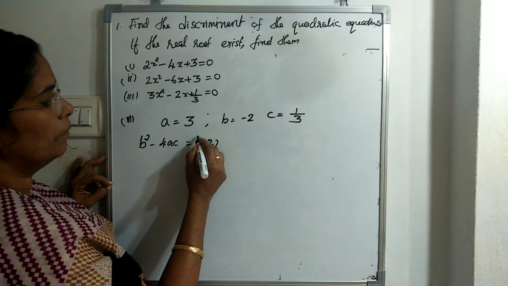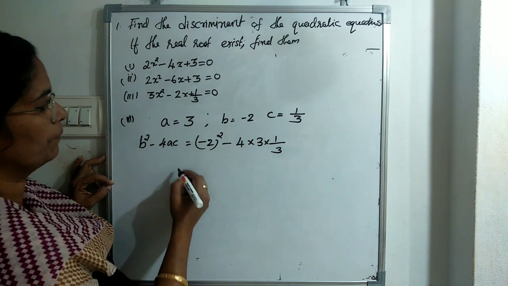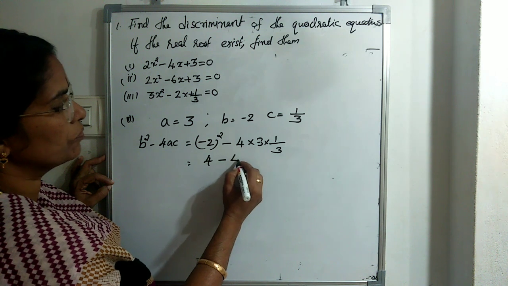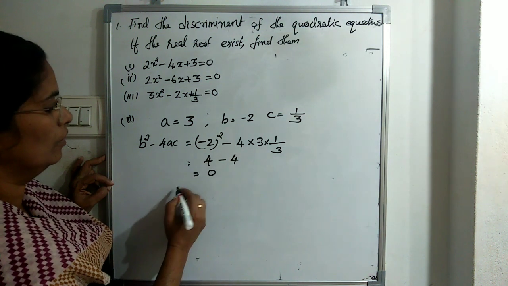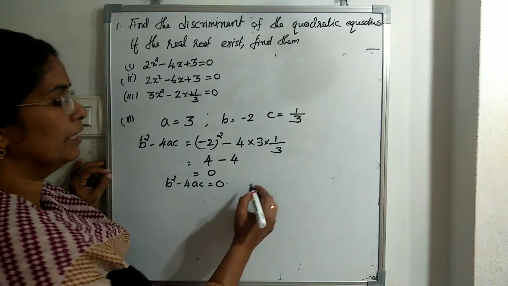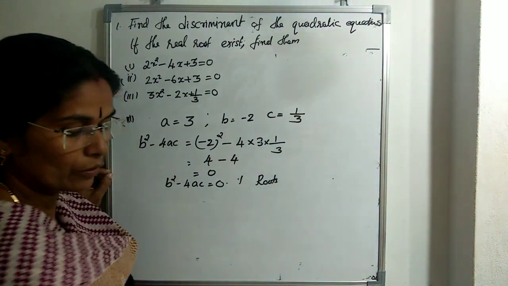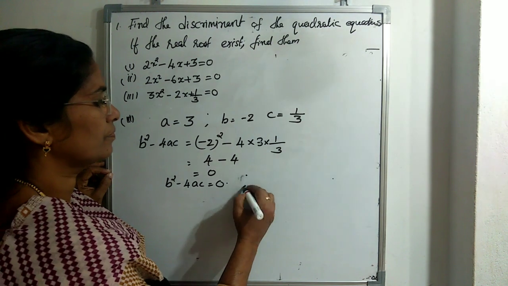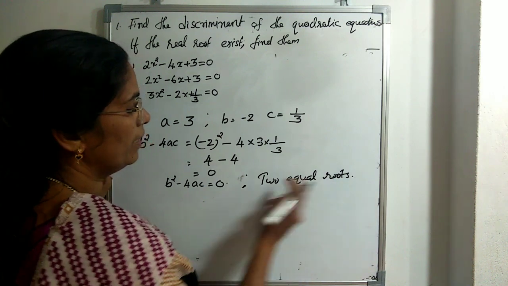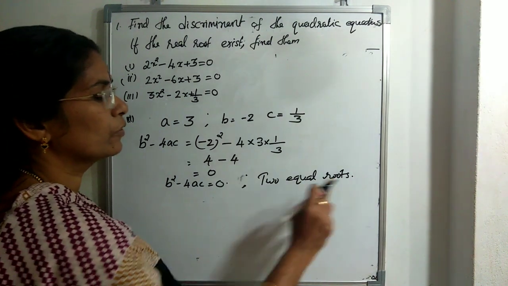B square is minus 2 whole square, minus 4 into a into c. C is 1 by 3. Minus 2 square is 4. Minus 3 and 3 we can cancel. Balance is 4 minus 4, so we will get 0. So b square minus 4ac equal to 0. The roots are equal. We will get 2 equal roots, we can write it like this. Why? Because b square minus 4ac equal to 0. That is why we are getting 2 equal roots.